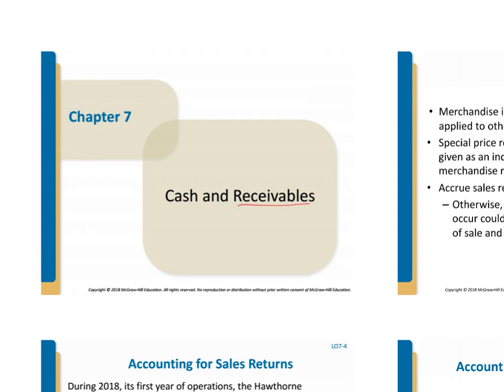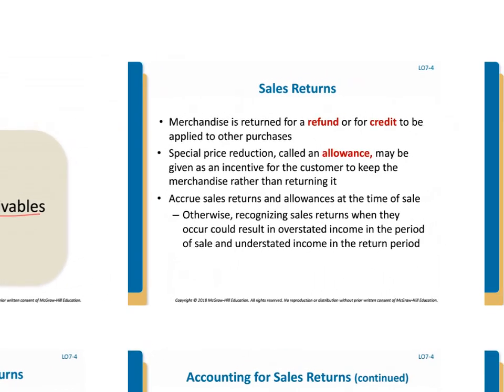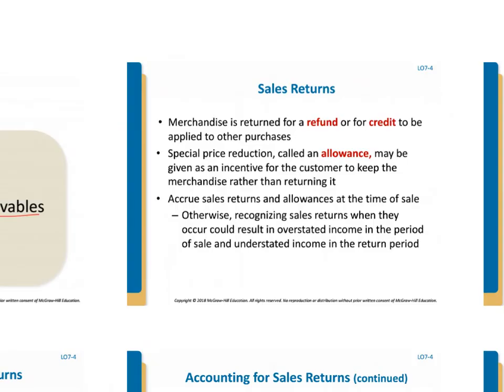Continuing with our discussion of receivables, the second variable consideration that we'll consider is sales returns. Sales returns is where merchandise is returned for a refund or a credit. A special price reduction also might be given, called an allowance, that may be an incentive for a customer to keep the merchandise rather than returning it.